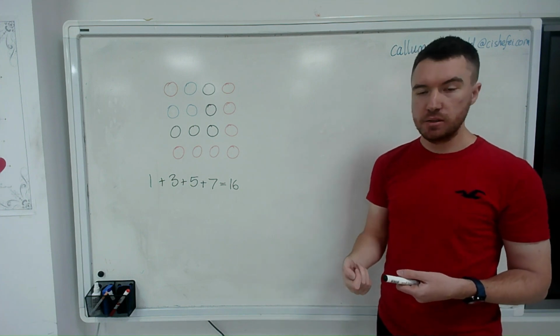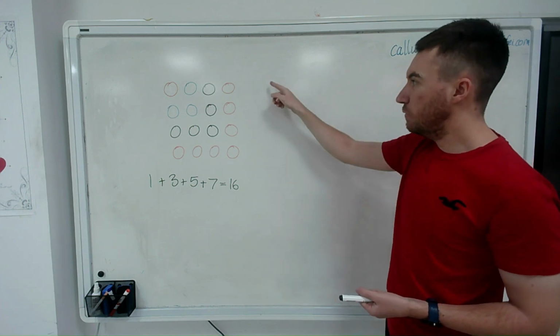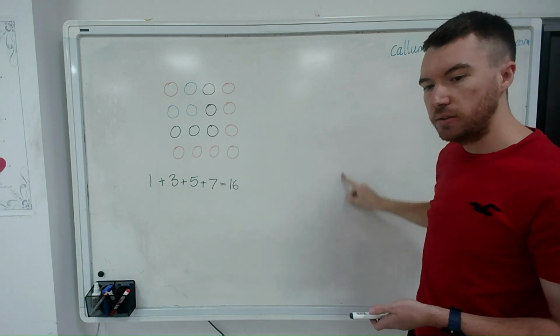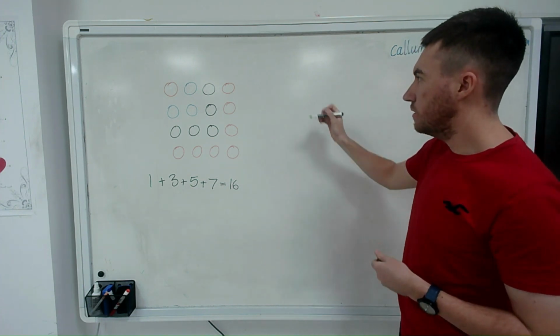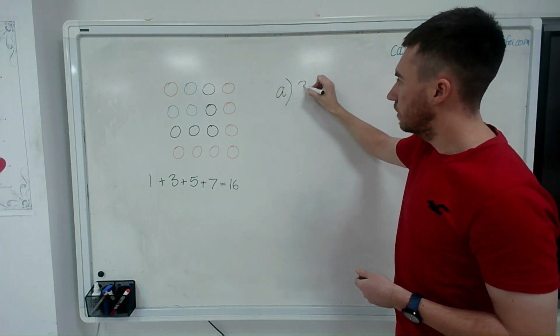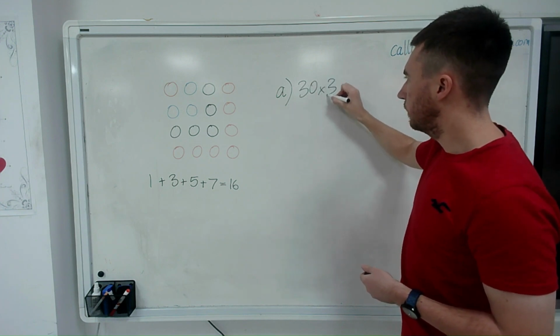But we can work out how many circles are in that very big square if we know that there's 30 in a row and 30 in a column. The answer to the first part is simply 30 times 30, which is 900.